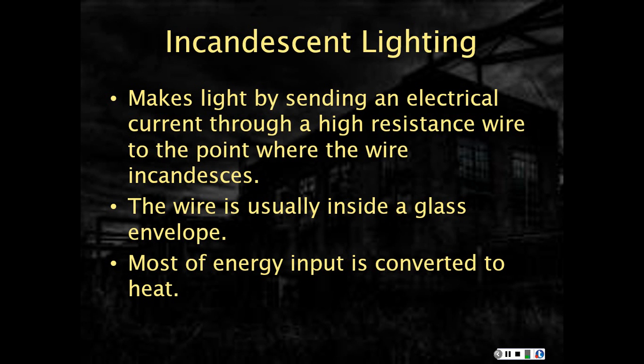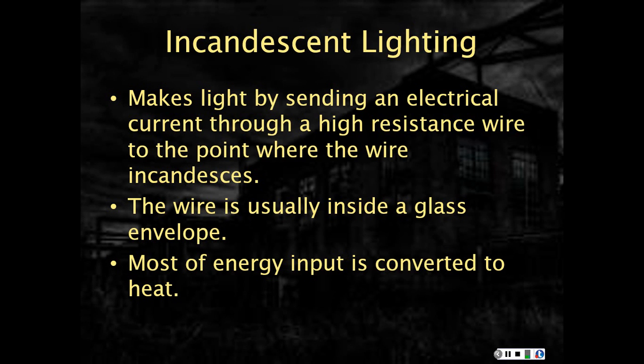Incandescent lighting, which is one of the older forms of lighting, at least mechanical lighting, not including candles and other things, makes light by sending electrical current through a highly resistive wire. So much current is put through that wire, it heats the wire up to the point that it incandesces. In other words, gives off light. Now, this wire is usually inside a glass envelope.